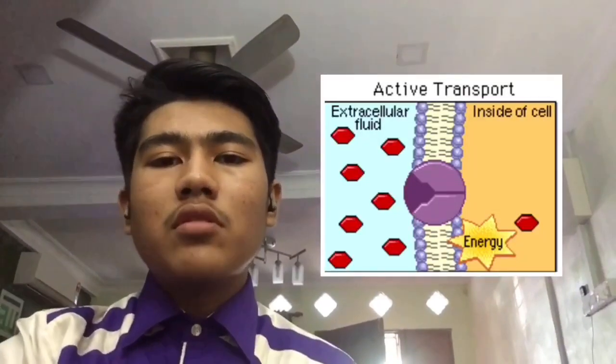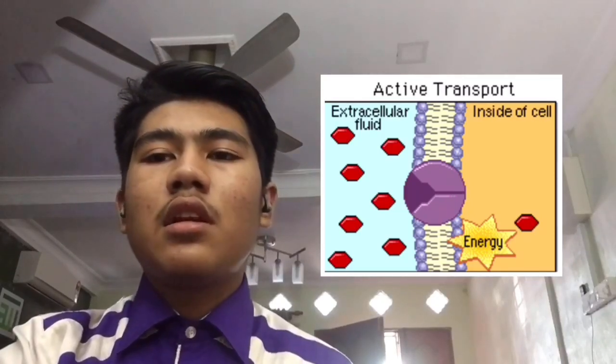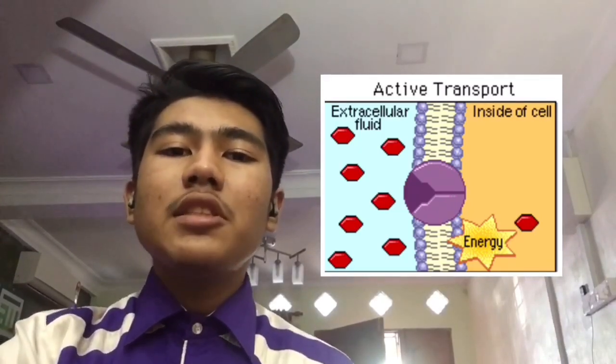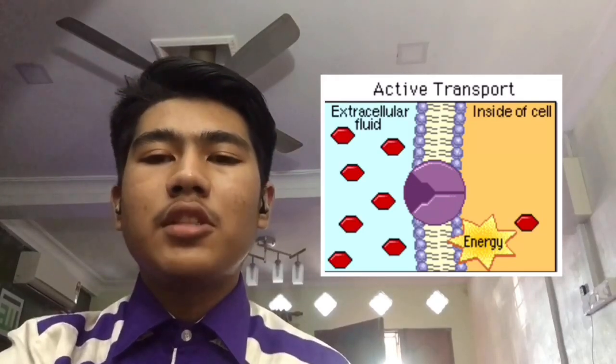Movement of substance across plasma membrane may occur by active transport. So, what is the characteristic of active transport? The characteristic is the molecule or ion substance moves from low concentration area to high concentration area, which is against concentration gradient. This means it requires energy from ATP that is generated during cellular respiration.